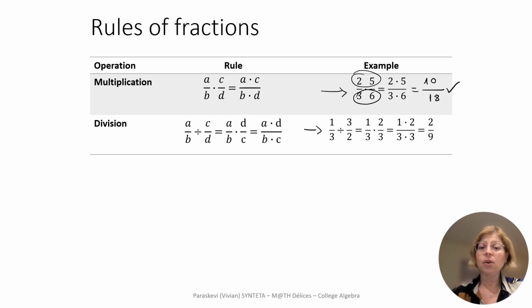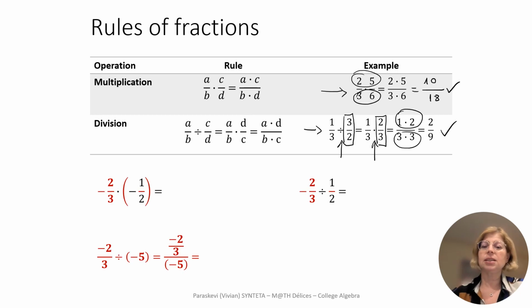In the second case, we have a division. Division is the inverse of a multiplication, so we will just transform it to a multiplication and we just invert the second fraction. So instead of 3 over 2, we will just rewrite it as 2 over 3. And then we have a multiplication between two fractions like the previous example. So we multiply the top parts and the bottom parts, and eventually the result will be 2 over 9, as we did similarly in the previous example.